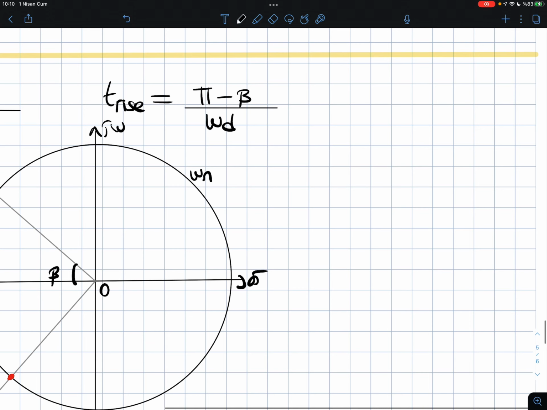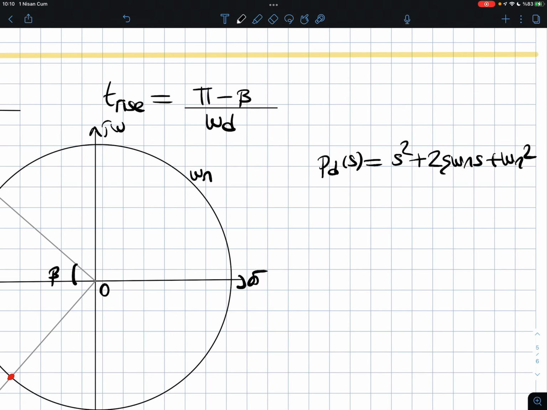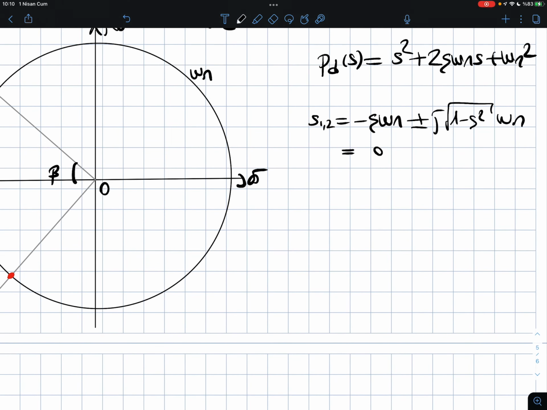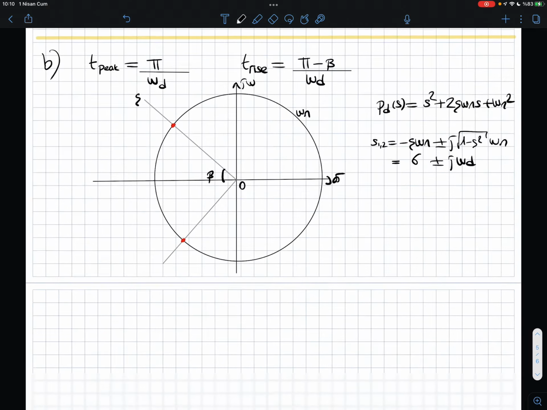Now, for the desired polynomial that we use all the time, s squared plus 2 zeta omega n s plus omega n squared, we know that the solution to this desired polynomial, s1 and 2, is equal to minus zeta omega n plus minus j square root of 1 minus zeta squared times omega n. Now here we can use this as sigma and this as j omega d.